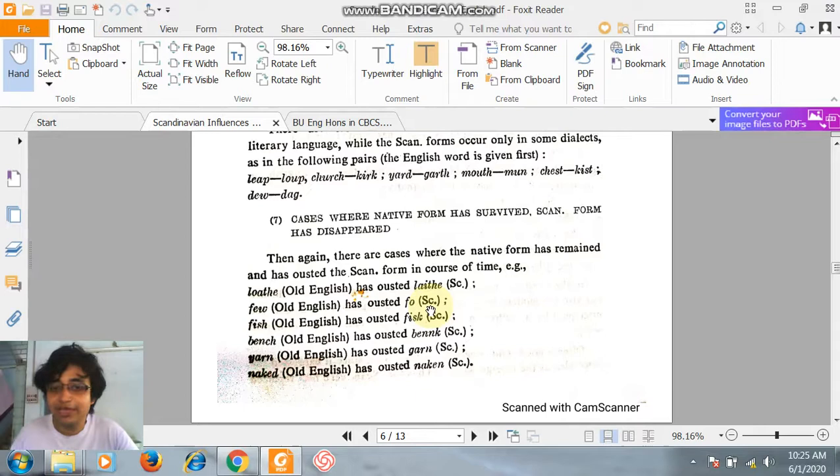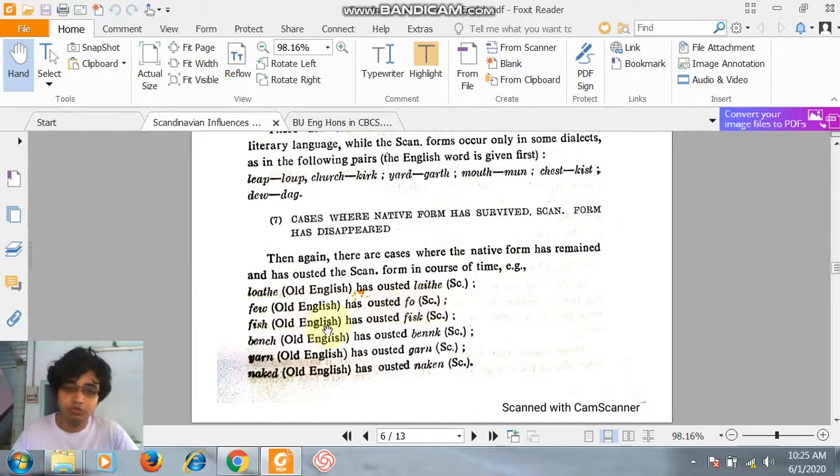And there were also cases where the native form has survived, and the Scandinavian form has disappeared through the course of time. For example, lothe means to hate someone. Old English has ousted the Scandinavian lothe. Foe, the Old English has ousted the foe Scandinavian.